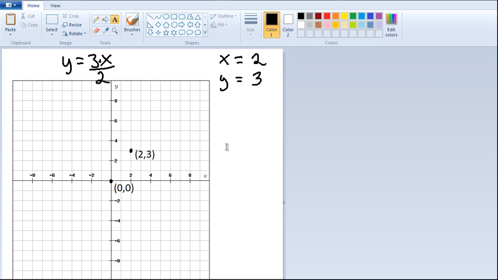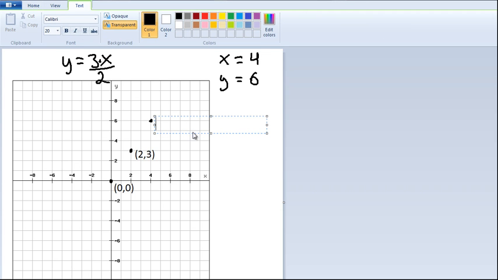Let's create one more. Let's choose another value for x, for example 4. So x is 4, we put 4 in the formula. 3 times 4 is 12. 12 over 2 is 6. So we have x is 4 and then y is 6 up here. 4, 6.